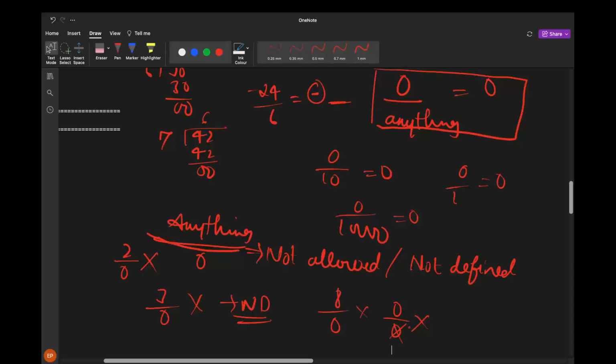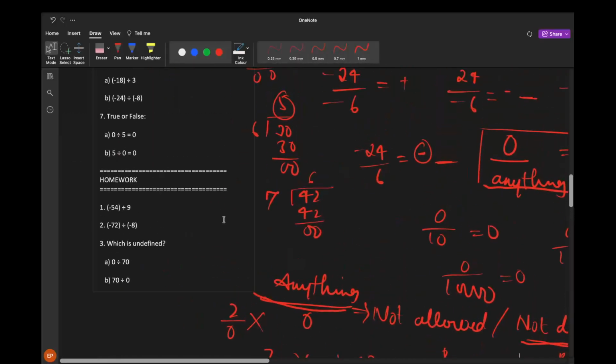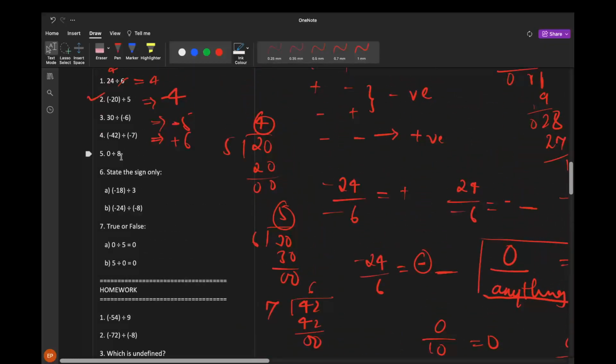That's why you might have observed in the number system, while telling rational numbers I told p by q form, where q should not be equal to 0. For this purpose only I told q should not be equal to 0, because it will be not defined. Not defined means the value is not defined. So here 0 by 8, 0 by anything means 0, but anything by 0 is not allowed. So 0 by 8 is 0. Just the sign: negative divided by positive, answer will be negative. Different signs, negative; same sign, positive.